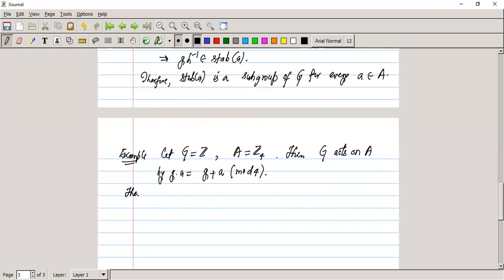Then the stabilizer of 0 is the set of g belonging to Z such that g·a is equal to a. So actually g·0 is equal to 0, which is actually, since this Z is a group under addition, it's actually the set of g belonging to the group of integers Z such that g plus 0 is equal to 0.